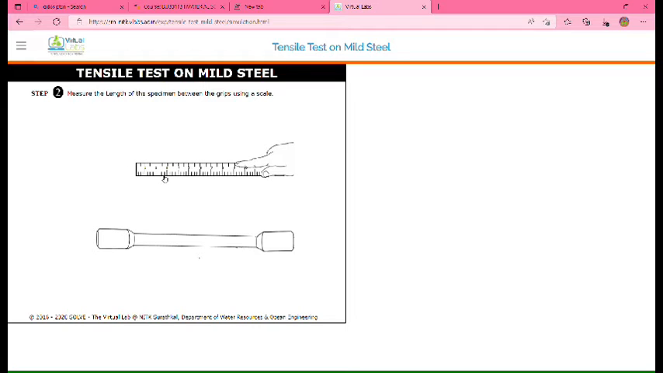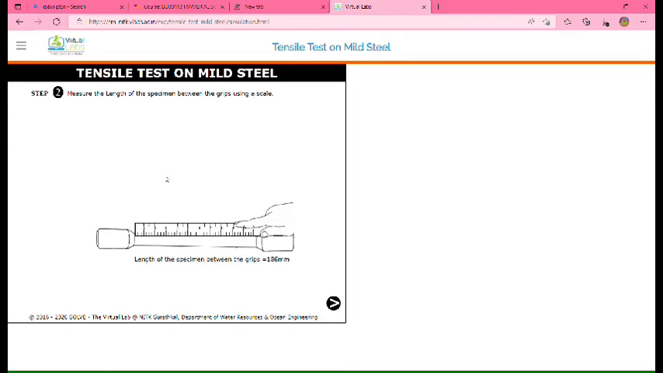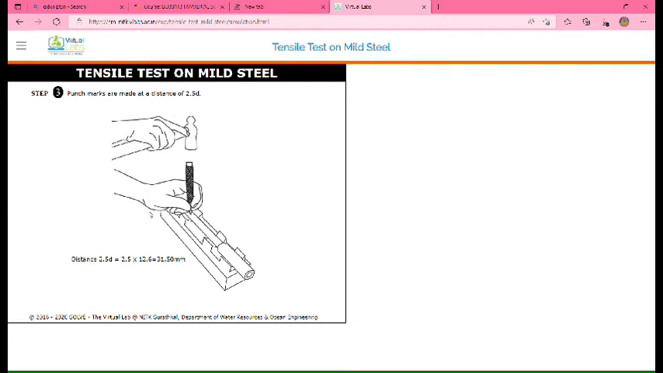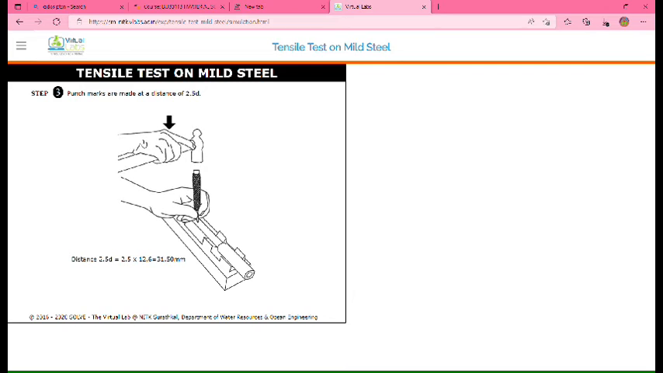So step 2, measure the length of the specimen between the grips using a scale. So the length of the specimen between the grips is 100 millimeter. So step 3, punch marks are made at a distance of 2.5 diameter. So the distance is 2.5 times 12.6 equals 31.50 millimeter.